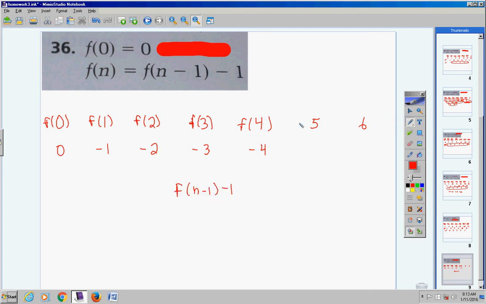Now let's evaluate f of 5, where the n is right here. I'm going to put a 5. 5 minus 1 is 4. F of 4 is negative 4. Bring down your negative 1. That would give you a negative 5.